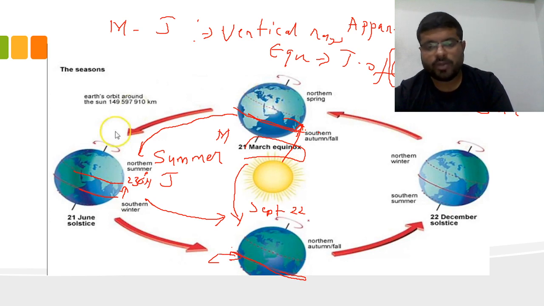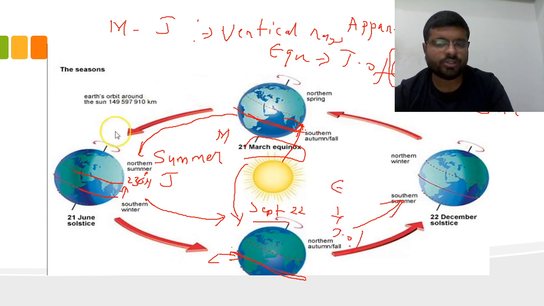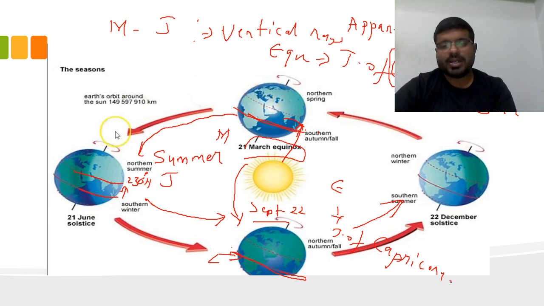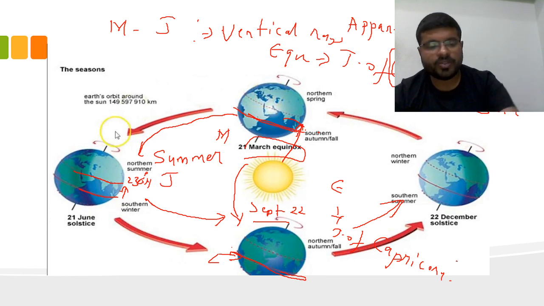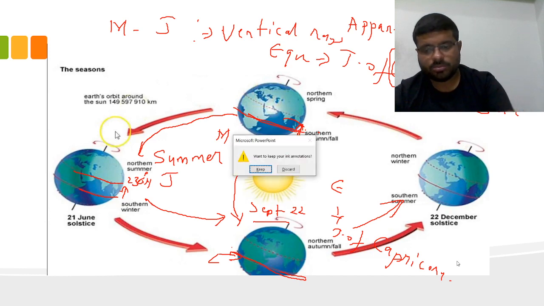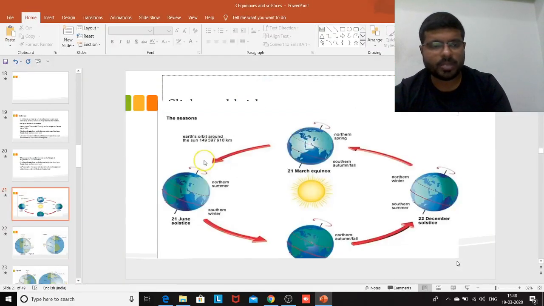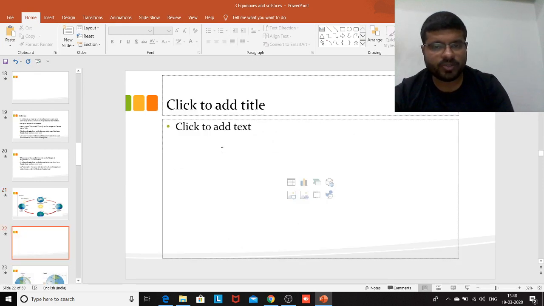And now what happened? From September 22nd to December 22nd, vertical rays are shifting from the equator to Tropic of Capricorn in the south. So vertical rays are shifting in the south. Now vertical rays are in the southern areas. This is southern hemisphere summer. For us it is away from the sun. For us it is winter. So what is happening as a whole between these 4 months?